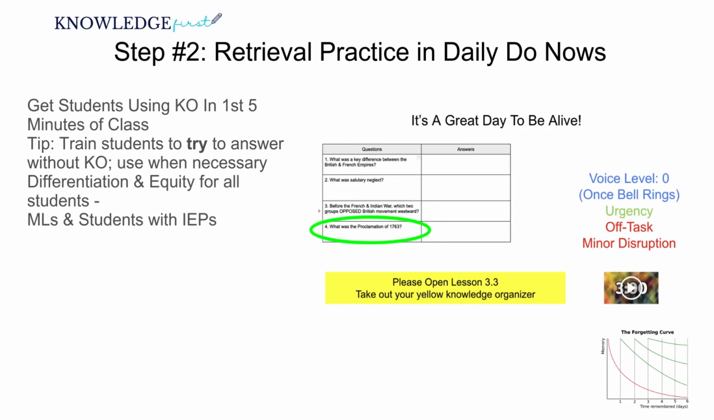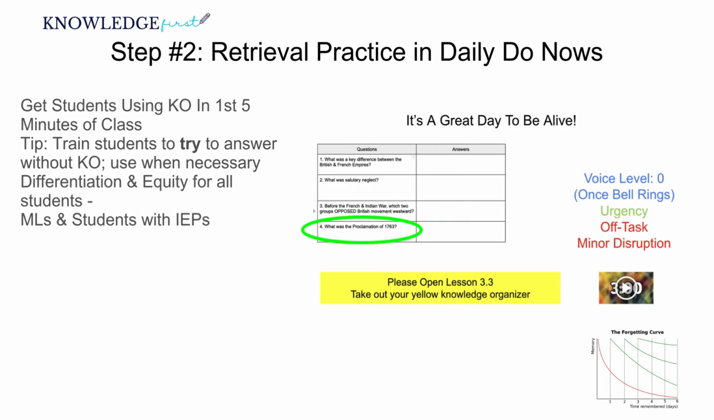Step number 2, retrieval practice, daily do-nows. At the beginning of each lesson, include 3 to 5 retrieval practice questions that require students to recall knowledge. This daily practice has several benefits. First, students will get in the habit of taking out their knowledge organizer right away and using it as a resource. Also, beginning class with retrieval practice ensures that you will not run out of time in your lesson and skip retrieval practice.